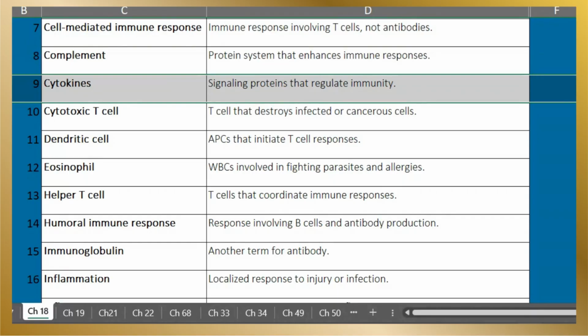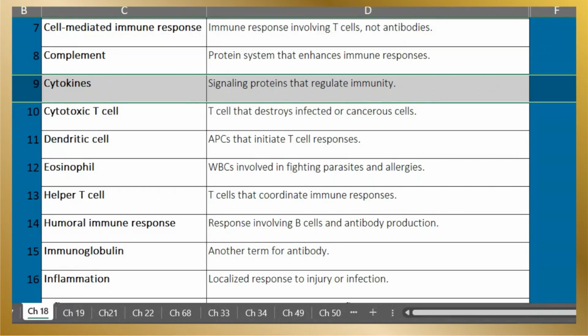Cytokines are signaling proteins that regulate immunity. For example, interleukins trigger fever and inflammation.